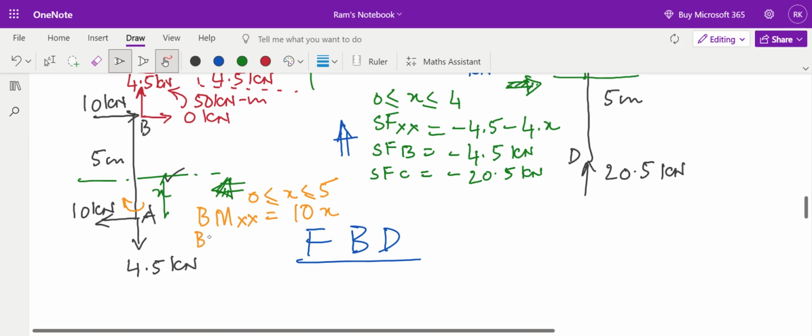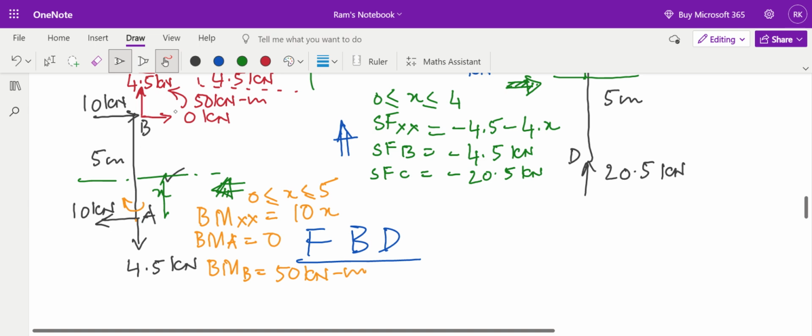So what is the bending moment at A when x is equal to 0? The section is at A. When x is equal to 5, the section is at B. Bending moment at A, if I put x is equal to 0, will be equal to 0. And bending moment at B, if I put x is equal to 5, will be 10 into 5, that is 50 kilonewton meter. That is the bending moment at B.